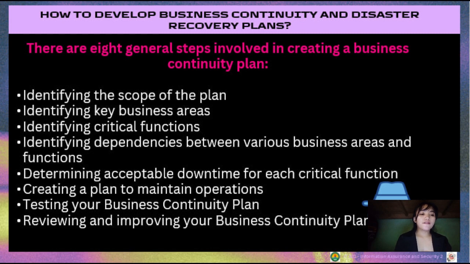There are 8 general steps involved in creating a business continuity plan. The first ones are identifying the scope of the plan, identifying key business areas, identifying critical functions, and identifying the dependencies between various business areas and functions. Next is determining acceptable downtime for each critical function, creating a plan to maintain operations, testing your business continuity plan, and lastly, reviewing and improving your business continuity plan.